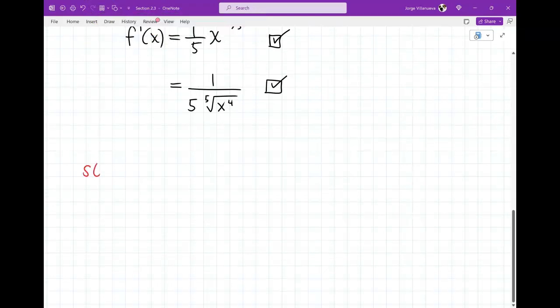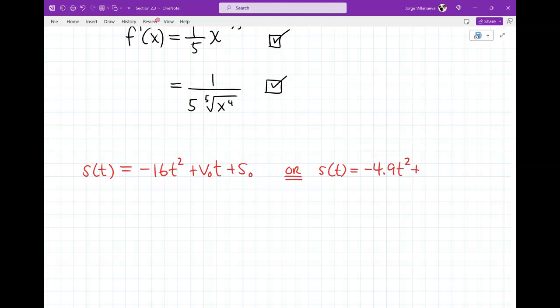So there's two of them, if you really want to know both of them. Negative 16t squared plus v naught t plus s naught, or s of t is equal to negative 4.9t squared plus v naught t plus s naught. The first one is if it's in feet, and this one is if it's in meters. Because gravity in meters is negative 9.8, and when you divide it by 2, you get negative 4.9.